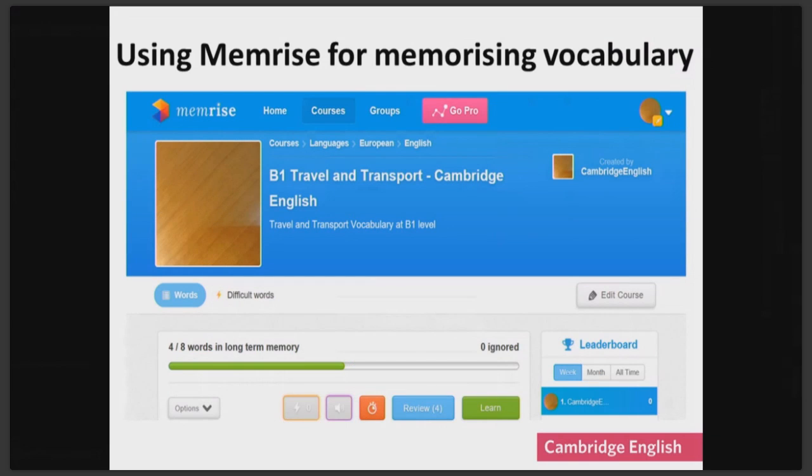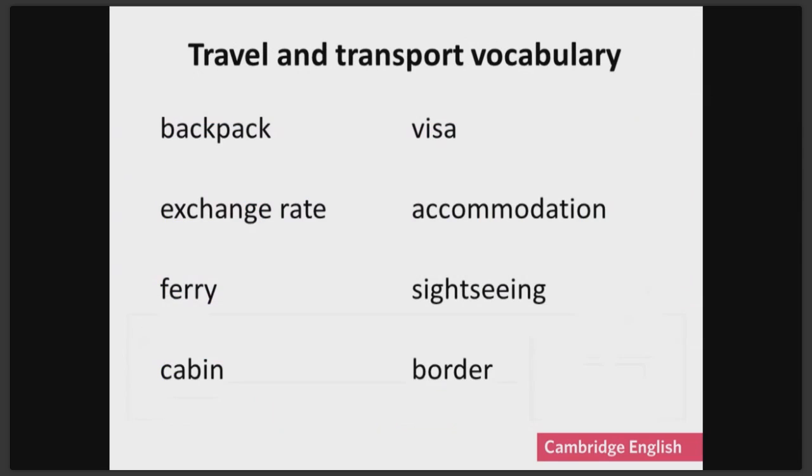Let's look at a Memrise set. We're going to use a set of words about travel and transport. All the words in the set are taken from the Cambridge English Preliminary and Cambridge English Preliminary for Schools word list, which we saw earlier in this webinar. Here are the words in the set. Have a look at them. They're all to do with travel and transport. Think about how you would write short definitions of these words.